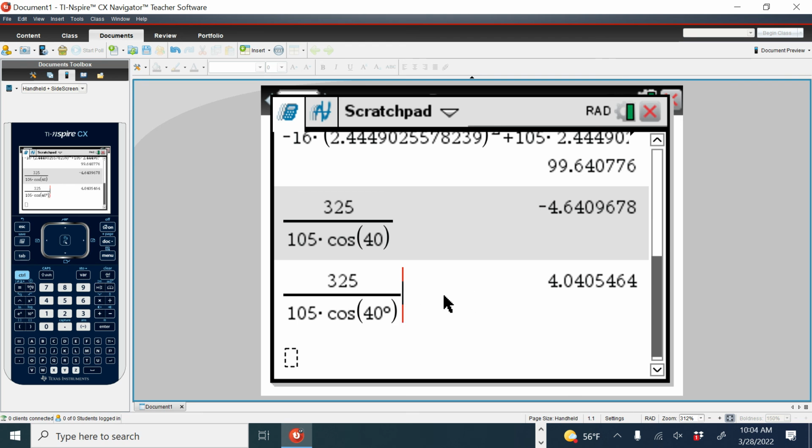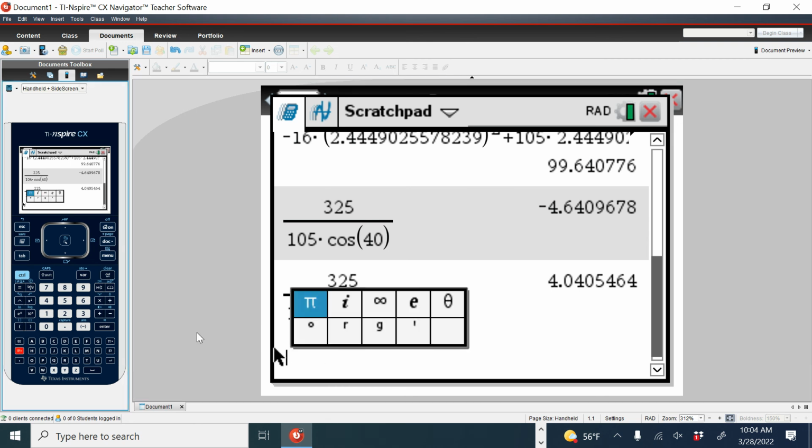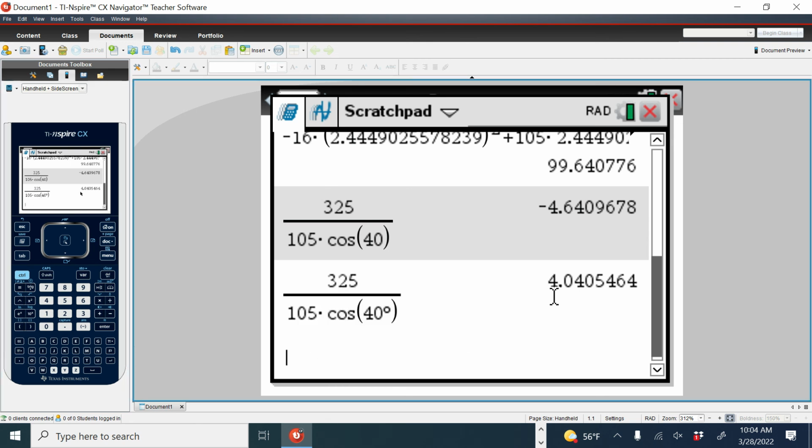But do you see how you could leave your calculator in radian mode, and all you have to do is grab the degree symbol? The degree symbol is hiding under the pi button right there. So you just add that on it. Now I have the same answer that they do. So that's totally my fault on the first one. We'll fix it here in just a second.